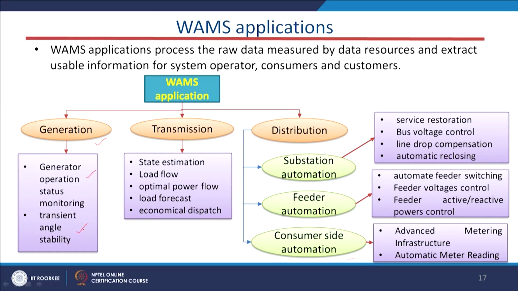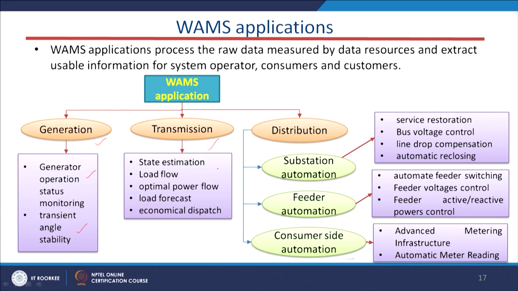The second one is transient angle stability. In case of generating stations, we have different stability issues: voltage stability, angle stability, and frequency stability. Keeping that in mind, different types of stability issues can also be monitored using this WAMS structure.